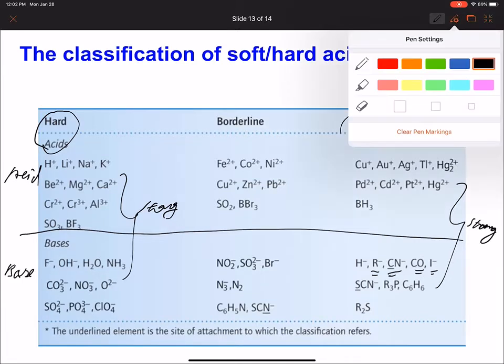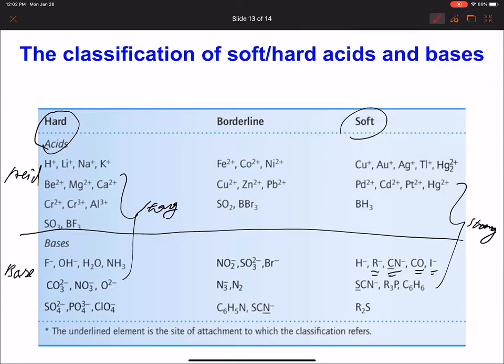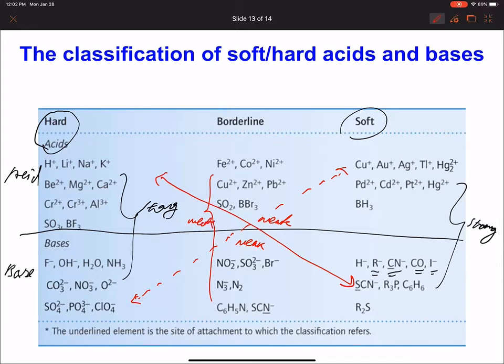As I said, if we go cross, if hard acid interacts with soft base, the interaction is weak. Same thing, if we have soft acid interacting with hard base, the interaction is also weak. When we have something in between, the interaction is also weak. Got it?